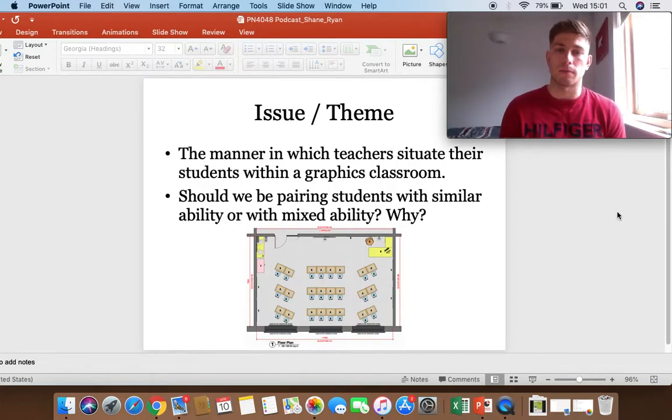And you can see there the graphics classroom, which is the proper layout for a graphics classroom. So there's groups of 4 in the middle, and then you have pairing on either side of that. So the question I'm wondering is, what is the most effective manner in which to group students and position students within the classroom?